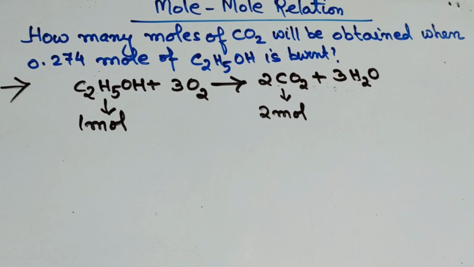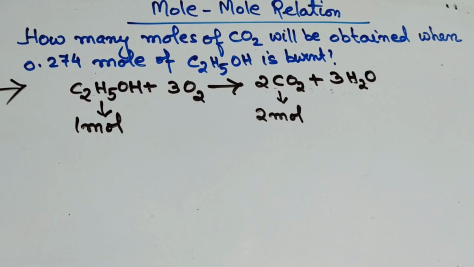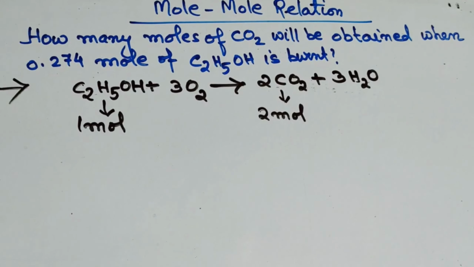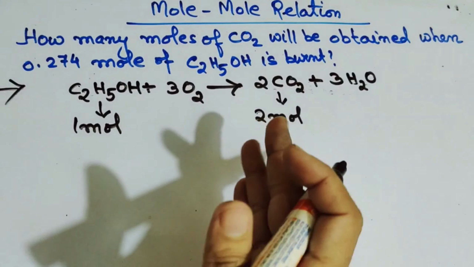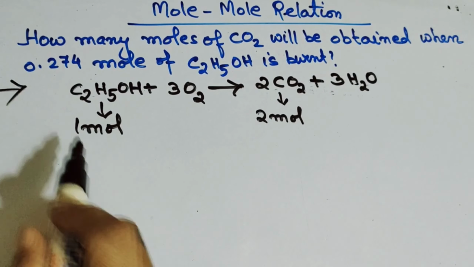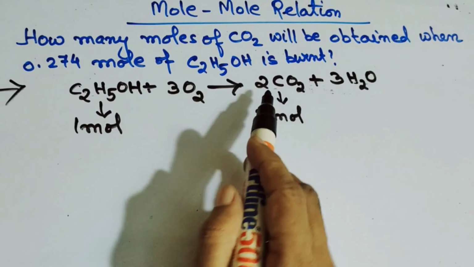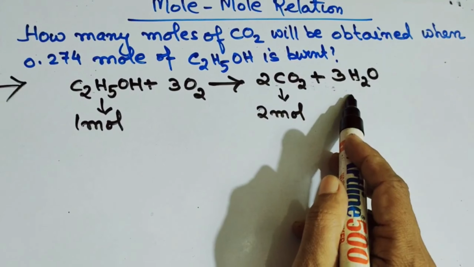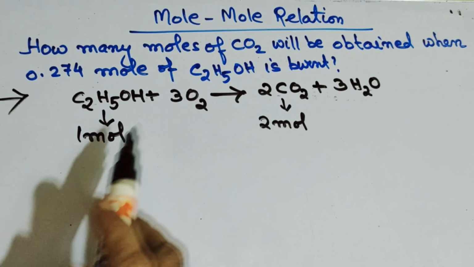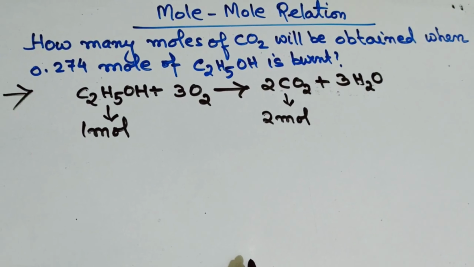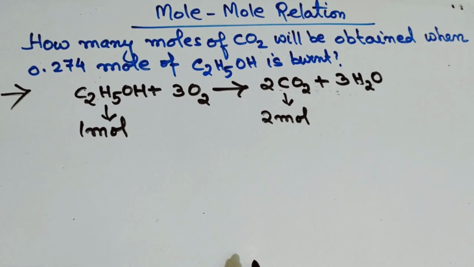So first we need to frame the equation and balance it. Balancing is a must here. Until I balance it, I cannot say how many moles of the reactants give how many moles of the product. We can see 1 mole of ethanol reacts with 3 moles of oxygen to give 2 moles of CO2 and 3 moles of H2O. I have only written CO2 and ethanol, the reason being that is what is asked here.